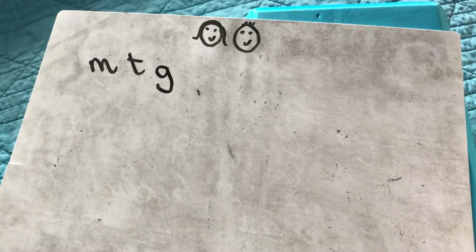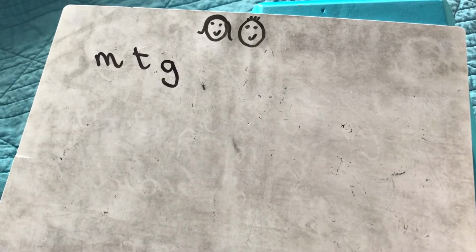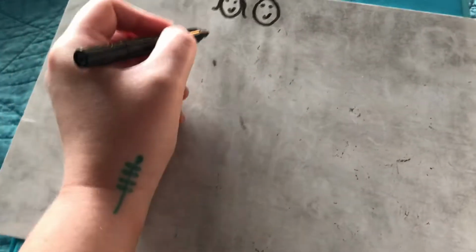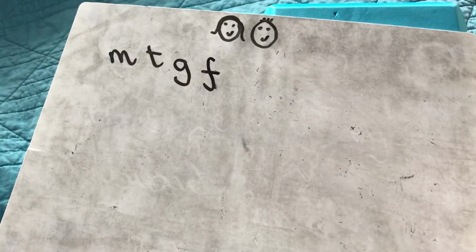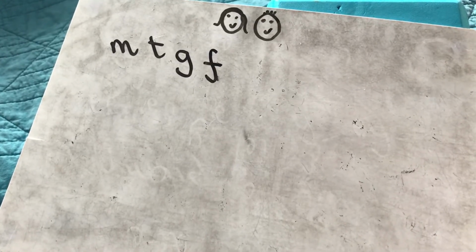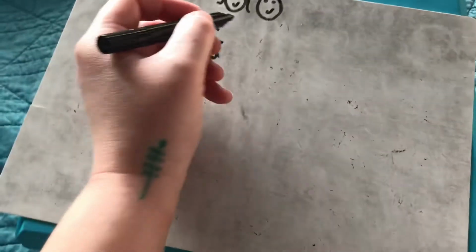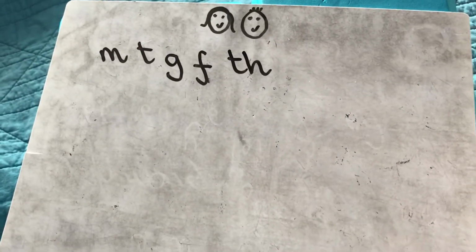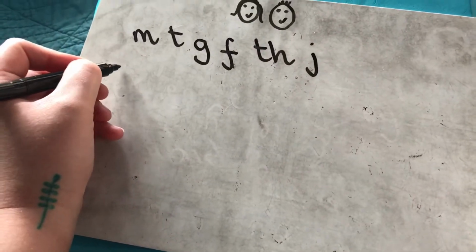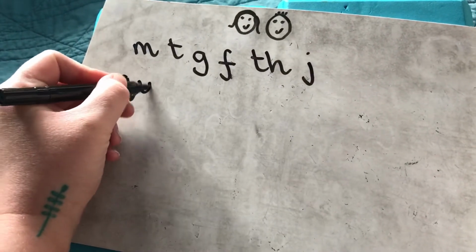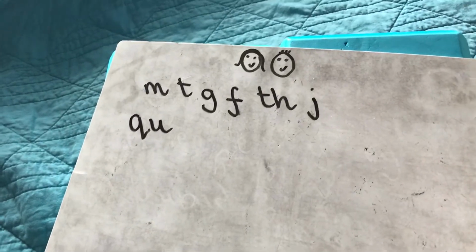And you can do a f now. Lovely. This time my tongue is against my teeth. Well done. Try a j now. Lovely. Right, let's go for a qu. Qu. Lovely. Ch.